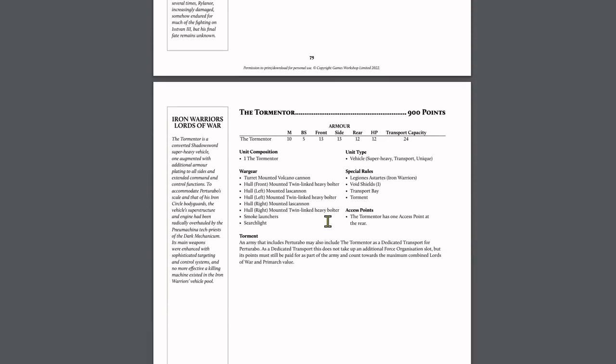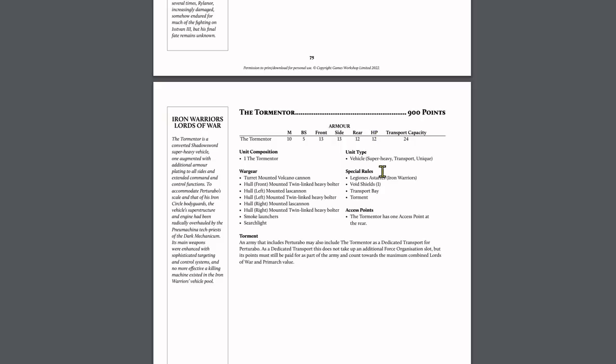The Tormentor. A converted super heavy vehicle augmented with additional armor plates to accommodate Perturabo's scale and that of his Iron Circle bodyguard. So, okay, yeah, transport capacity 24, cool. 900 points. It's got a volcano cannon. It's got void shields. Armor 13. There's a few things there. You basically seem to be paying a ton of points to be able to transport Perturabo.